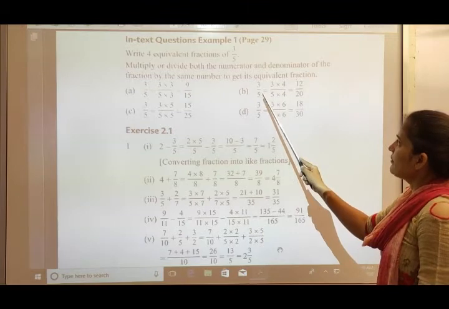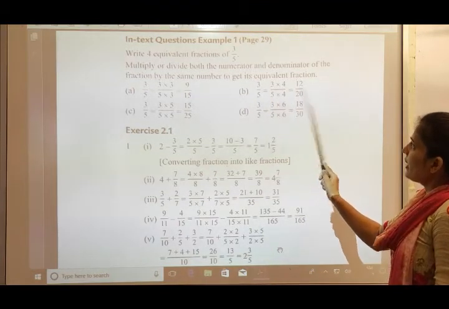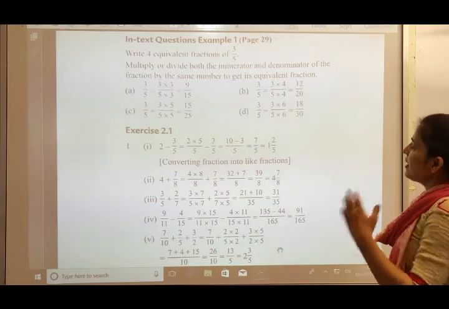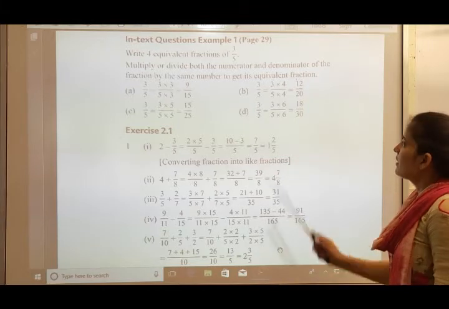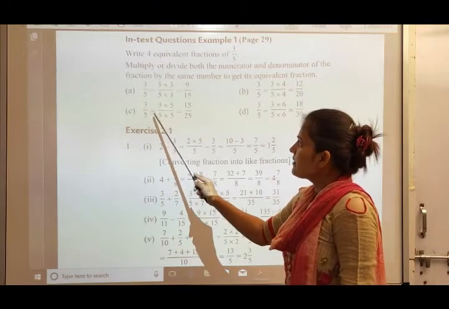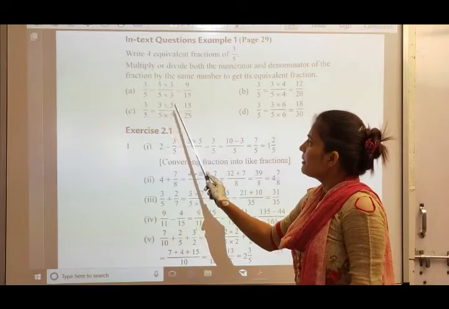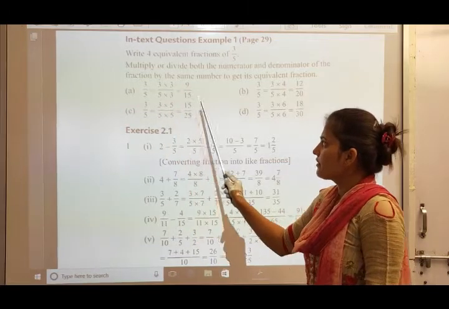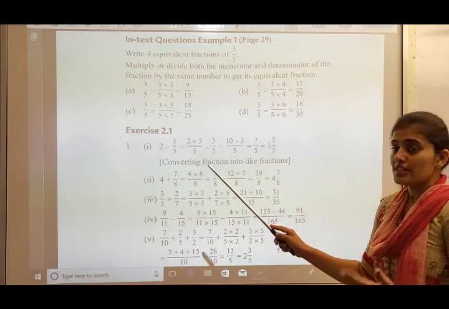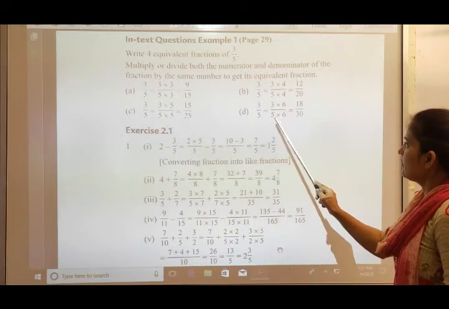Now for another, 3 by 5, I am multiplying with 4. So 3 multiplied by 4, 5 multiplied by 4. So 3 4s are 12, 5 4s are 20. So 12 by 20 is another equivalent fraction of 3 by 5. Now see, 3 by 5 is equal to, now I am multiplying with 5. So 3 multiplied by 5, 5 multiplied by 5. 3 5s are 15, 5 5s are 25. For another one, I am multiplying 3 by 5 with 6. So 3 multiplied by 6, 5 multiplied by 6. So it will be 3 6s are 18, 5 6s are 30.